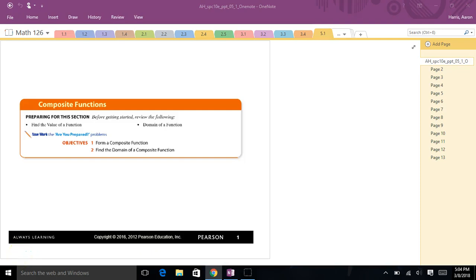Hey, welcome back to your favorite pre-calculus class. We're going to look at composite functions. We're going to form them and find the domain of them.